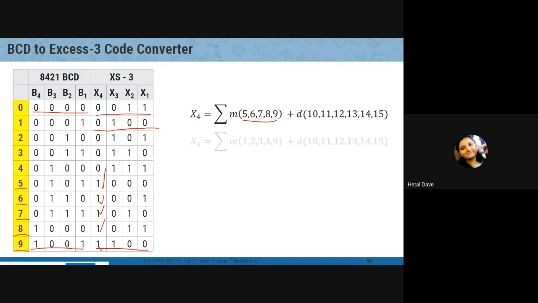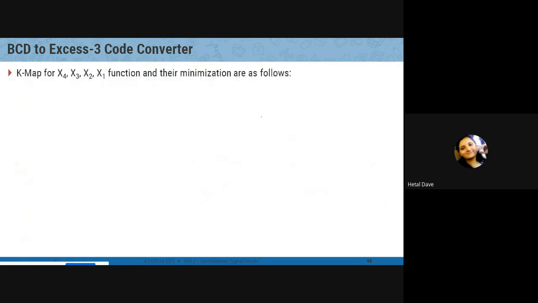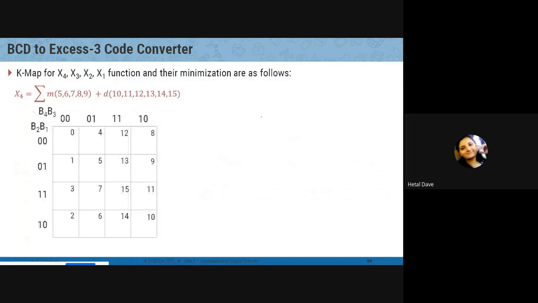Same way for X3, X2 and X1. We should find where 1 is given. We will list it and we can make the K-map. So let's make the K-map for X4. We have found where I should put 1: 5, 6, 7, 8, 9. I should put 1. For 10 to 15, I should put don't care.